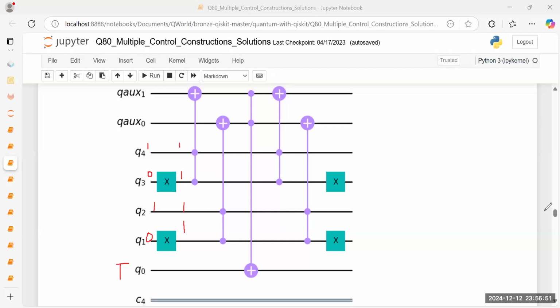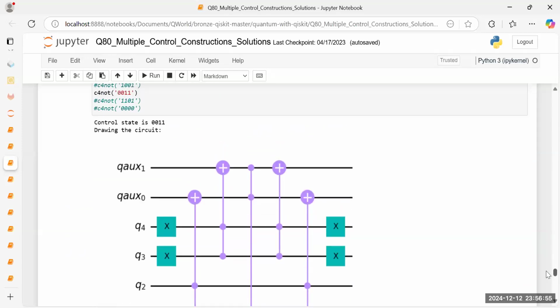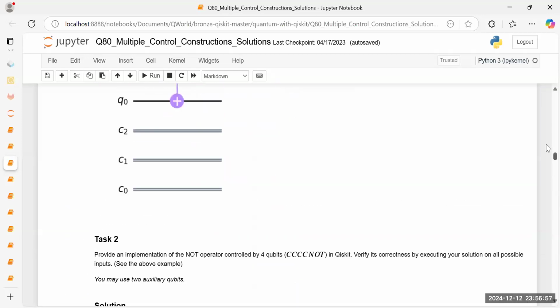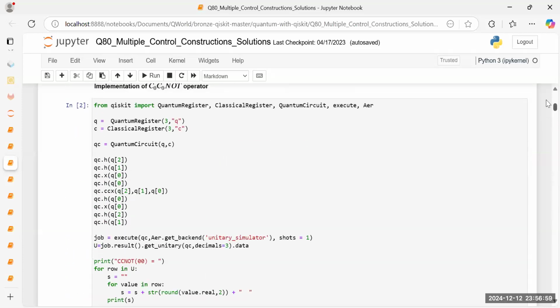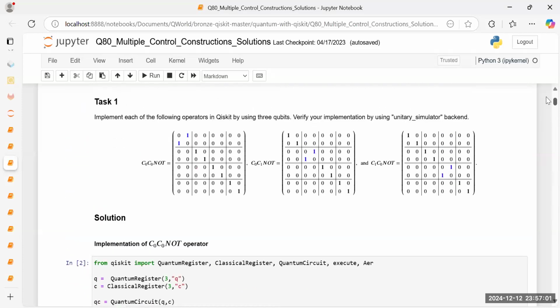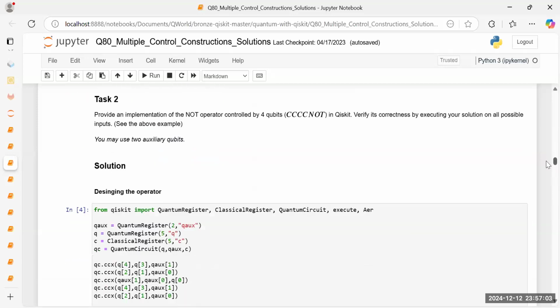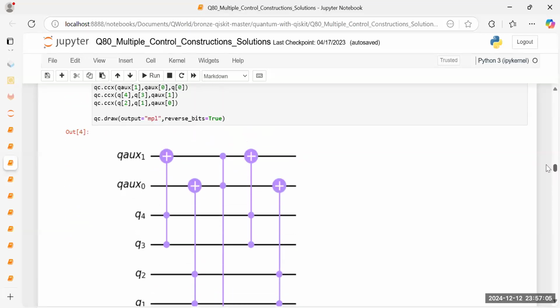Okay, so that's pretty much everything that we have to cover for today. There are a couple of tasks here that you can take a look at in your own spare time.